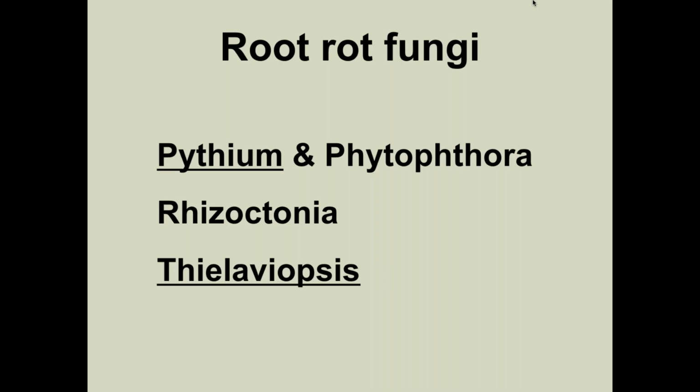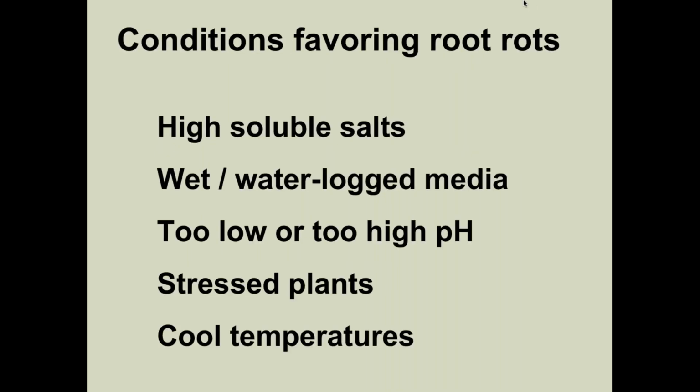Rhizoctonia tends to cause damping off, can also cause a web blight on cuttings. We will not cover that one today. And then Thielaviopsis, also known as black root rot, is another one that's very common in a wide range of bedding plants, and I will talk about that one today.